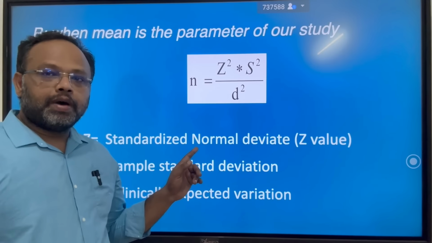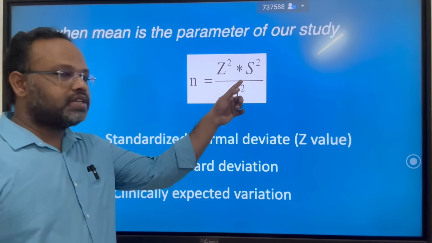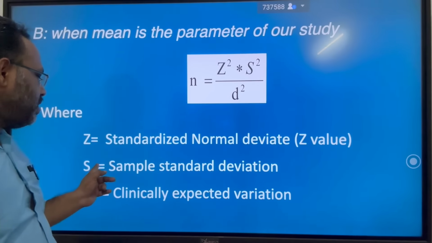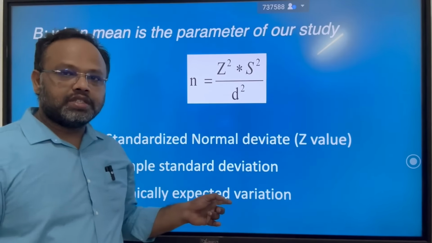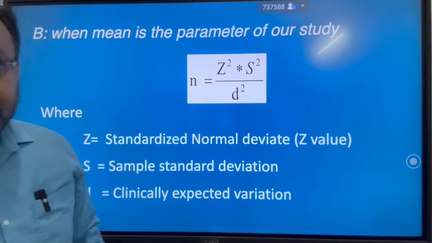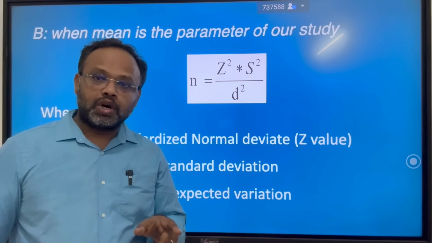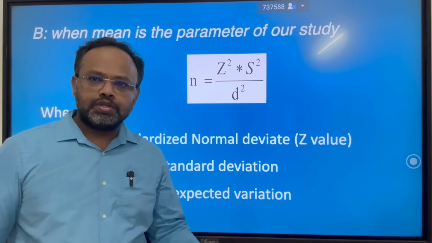When mean is the parameter of study for a single group, it is n equal to Z square standard deviation square divided by precision square, where Z is the standard normal deviate, S is the sample standard deviation, D is the clinically expected variation, which we will decide before the study. And we have two groups formula, which I have not mentioned here, but we have mentioned it as charts, which will be displayed above. Watch that video for sample size calculation of two groups, mean and proportion.